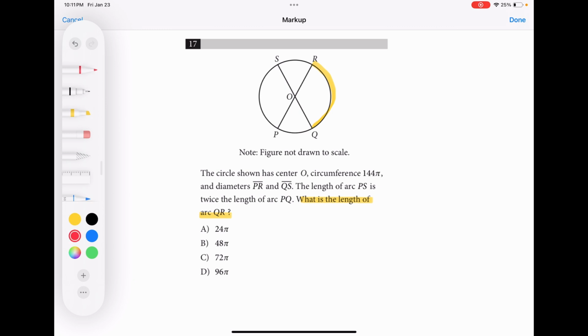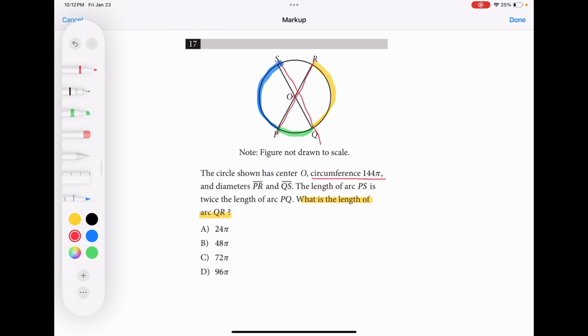So the circle shown has center O, circumference 144 pi, diameters PR and QS. The length of arc PS, I'm going to highlight that in blue. Arc PS is twice that of length PQ. I'm going to highlight that green.